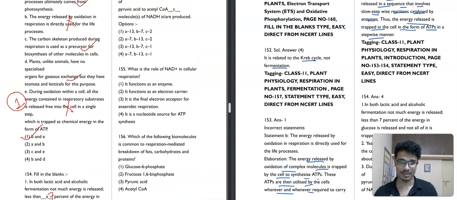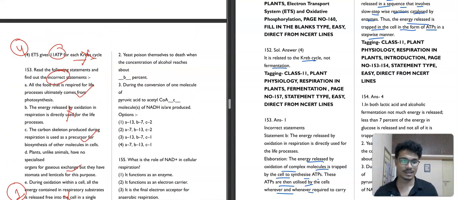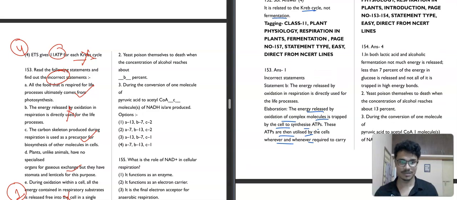Okay, then let's see the next. It is saying that yeast poison themselves to death when the concentration of alcohol reaches about 13%. Then during conversion of one molecule of pyruvic acid to acetyl coenzyme A, dash molecules of NADH are produced. Basically, you know that 1 molecule of NADH is produced. So 7, 13 and 1. Fourth option is our correct answer.